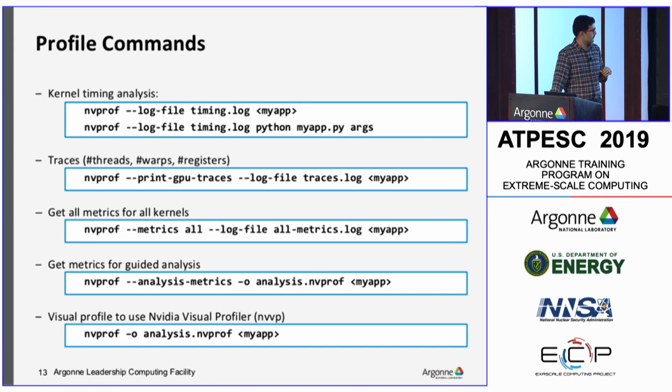And say if you want to collect all metrics for all kernels, you can just pass the corresponding parameters. And the last two are for when you want to interactively invoke NVVP, the visual profiler. You can just dump these metrics into a .nvprof file, and then you launch NVVP, upload the file, and do the analysis.